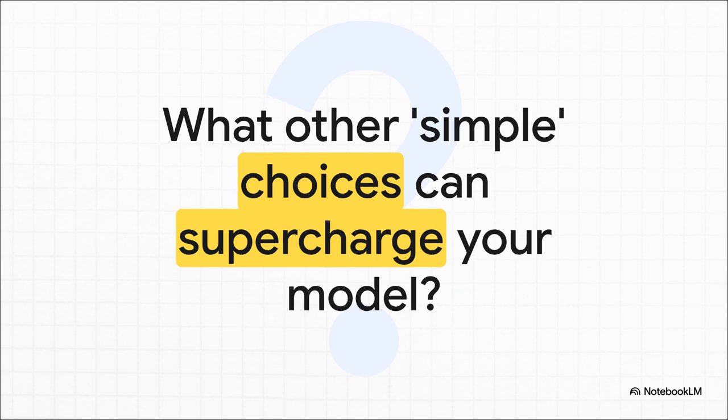Which kind of leaves us with one final question. If something as simple as initialization can have such a massive impact, what other seemingly small choices, like your learning rate or your activation function, could be secretly holding your model back or are just waiting to supercharge it?